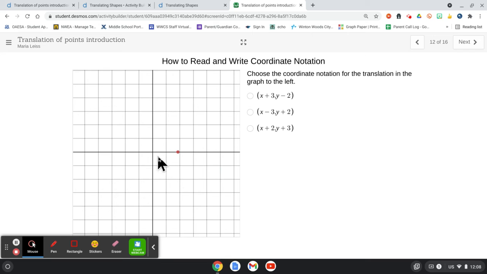Same thing with this one. What's this one doing now? Well, it's moving 1, 2 to the right, so it's getting bigger by 2 on the X, and then moving 1, 2, 3 up. So it should be this last one right here.